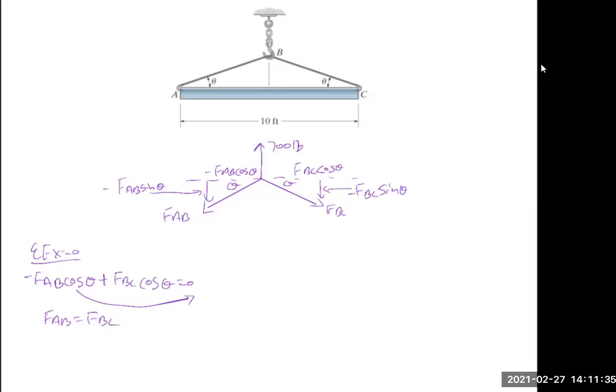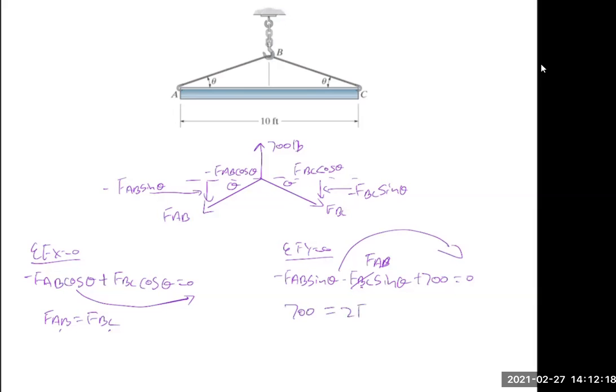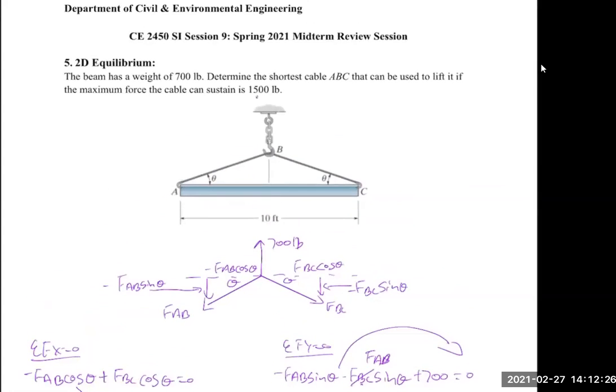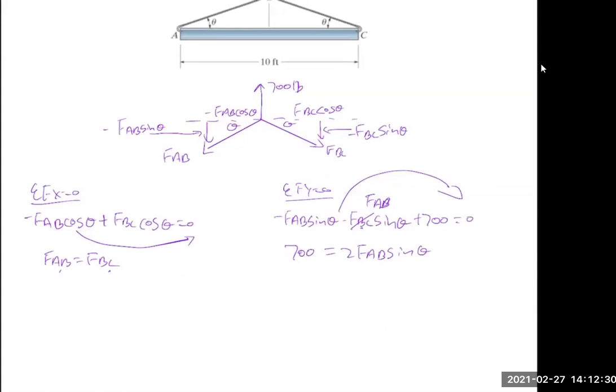All right, and then let's do summation of forces in the Y. It will be negative FAB sine theta minus FBC sine theta plus 700 equal to 0. And then what we can do is replace FAB with FBC or FBC with FAB, because we know that they're going to be equal to each other. So in this case I'm going to replace FBC with FAB. Then if I rearrange the equation, I get 700 equal to 2 FAB sine theta. And I know that the maximum this can hold is 1,500 pounds, so my FAB or FBC will be equal to 1,500 pounds.